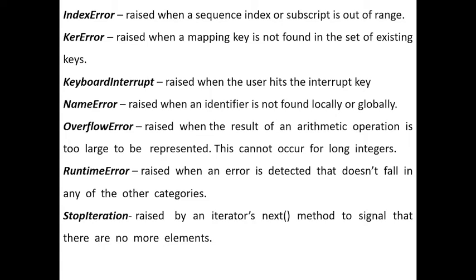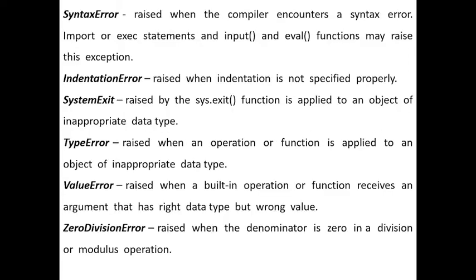Name error is raised when an identifier is not found locally or globally. Overflow error is raised when the result of an arithmetic operation is too large to be represented. This cannot occur for long integers. Runtime error is raised when an error is detected that does not fall in any of the other categories. Stop iteration is raised by an iterator's next method to signal that there are no more elements. So all these are the different errors.